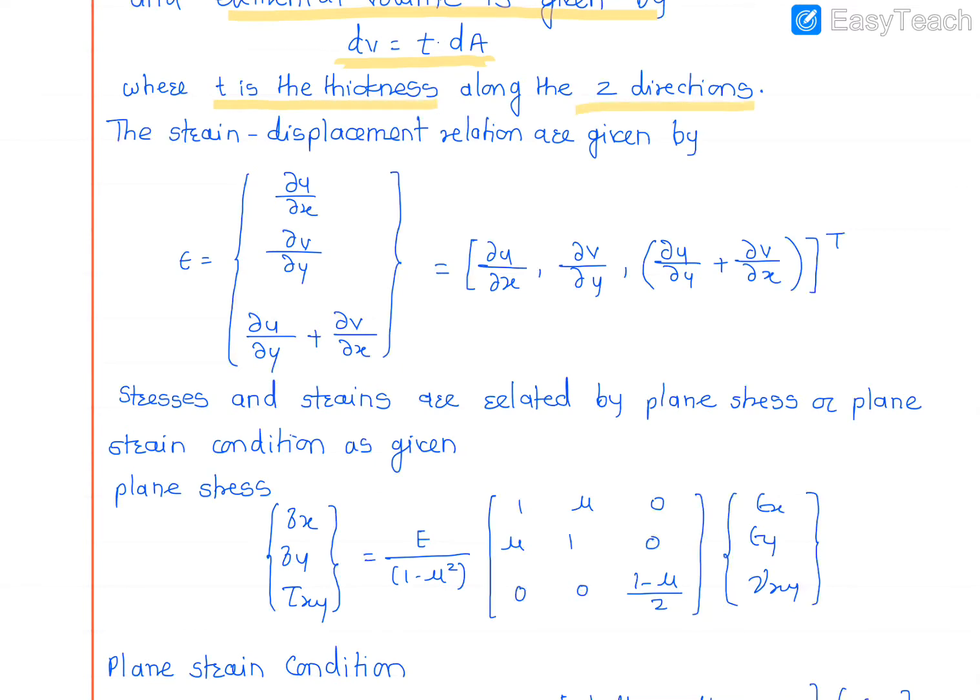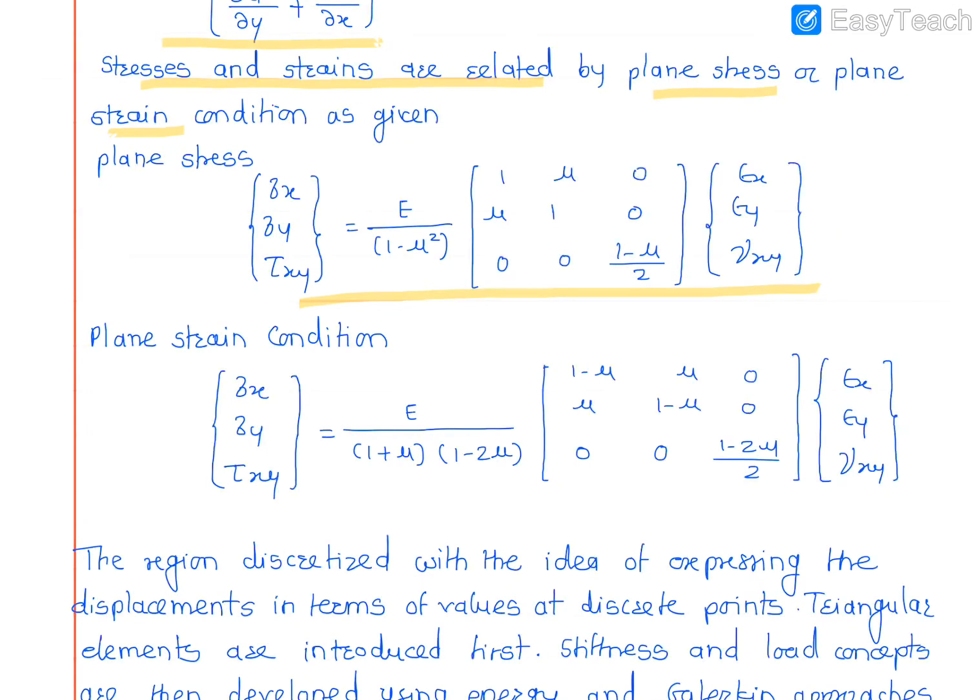Now the strain displacement relations are given as epsilon equal to this vector of components, and the stress and strain are related by the plane stress and plane strain conditions. Plane stress will be given by this equation, which we have already studied. Similarly, the plane strain condition will be given by this equation. So these equations can be used to calculate the stresses and strains in the 2D problem.